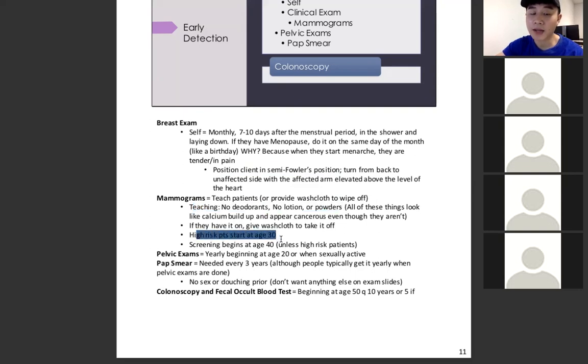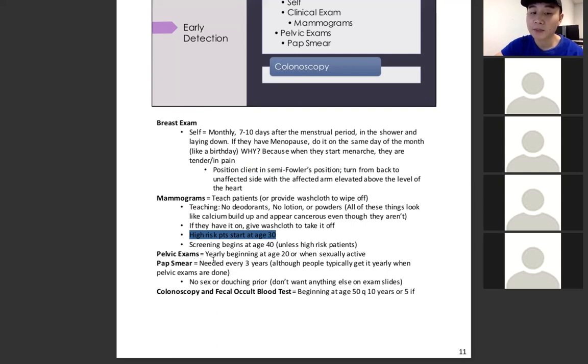High-risk patients start at age 30. So remember who the high-risk patients are. Those high-risk patients are the ones who have no children, started menstruating before 12 years old, or have a family history, mother or grandma, whoever in the family has had breast cancer. So those are considered high risk, and we need to start at 30 years old. Screening begins at age 40 unless it's a high-risk patient.